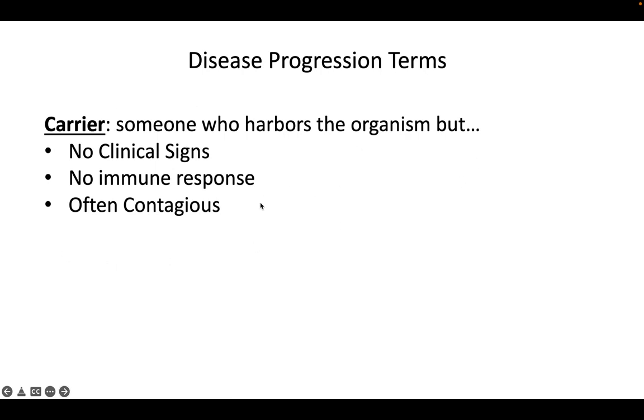A specific term that is more ambiguous is carrier. That's someone who harbors the organism, but they don't show clinical signs, they don't have an immune response, and they're contagious. So they feel no reason to go to the doctor, and even if they did, the doctor might not be able to find the disease, but they're still getting other people sick.